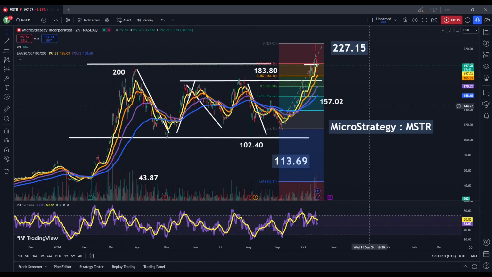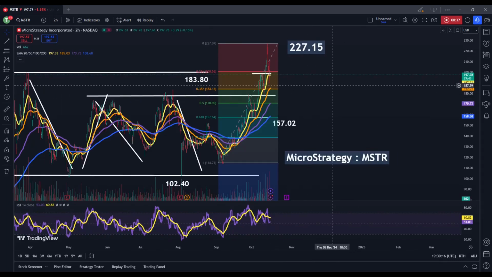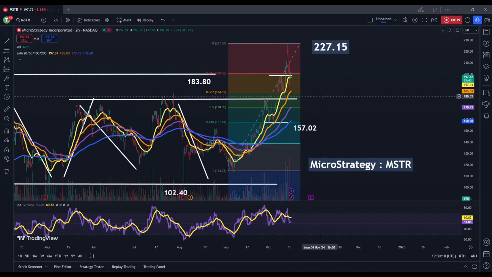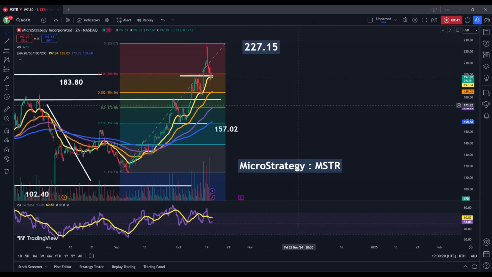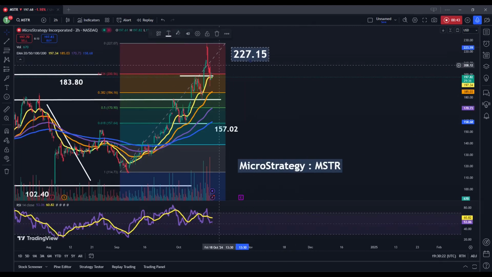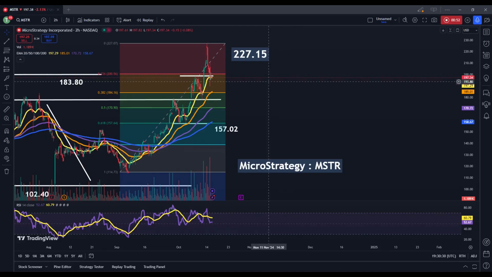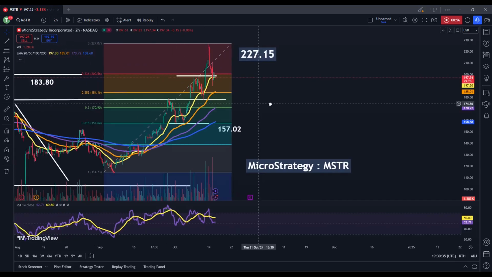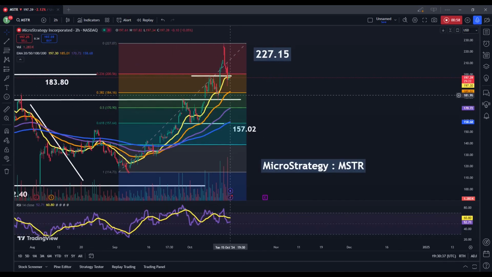So what we're looking at here is a 2-hour price chart, which means that each candle on this time frame represents a 2-hour trading period. And the share price itself for MicroStrategy has started to pull back from these recent highs. In my view, this is actually a better situation because this makes it much easier to analyze where price action is likely to be headed next.